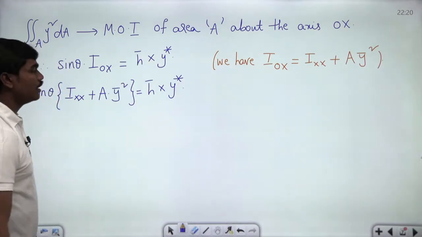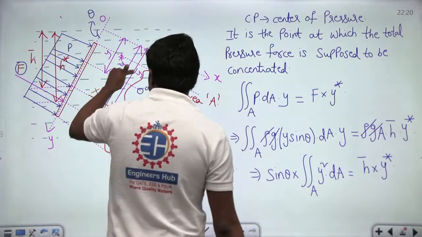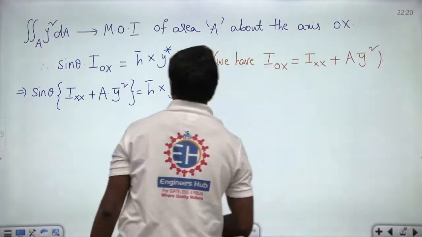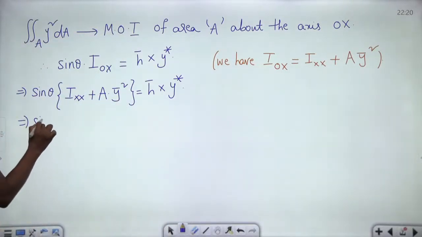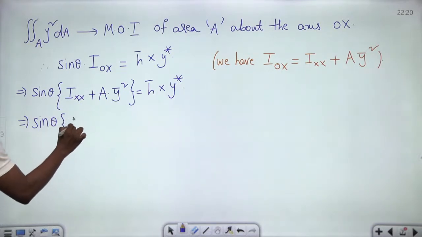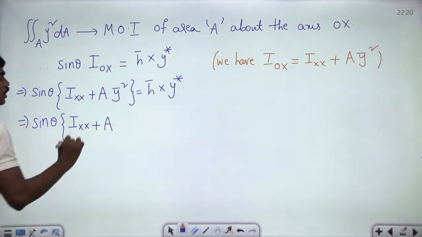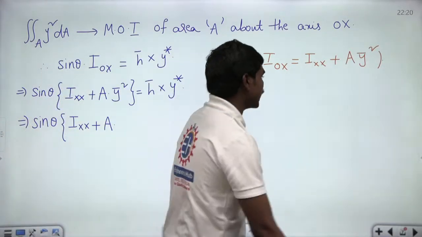Okay. So now, depending on the inclination of the plate, this y bar changes, but the depth h is dependent on this theta. And so now let us convert everything in terms of h. If you convert everything in terms of h, sin theta into Ixx plus A into, look, can I write y bar as h bar by sin theta? Can I write y bar as h bar by sin theta?